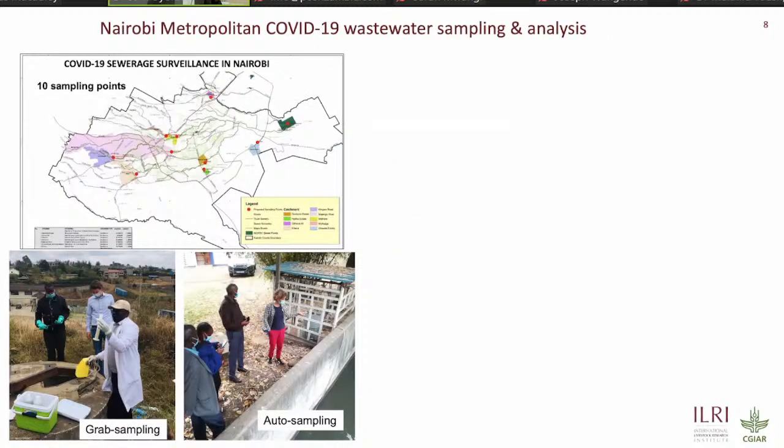So I will give a brief presentation on the work that we did with COVID-19 wastewater in the city of Nairobi. As I've indicated there, we identified about 10 sampling points. And during our sampling, we used two methods. We have the grab sampling and also what I call the auto sampling.